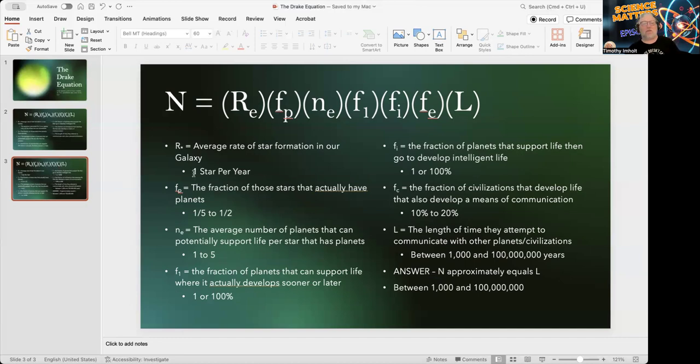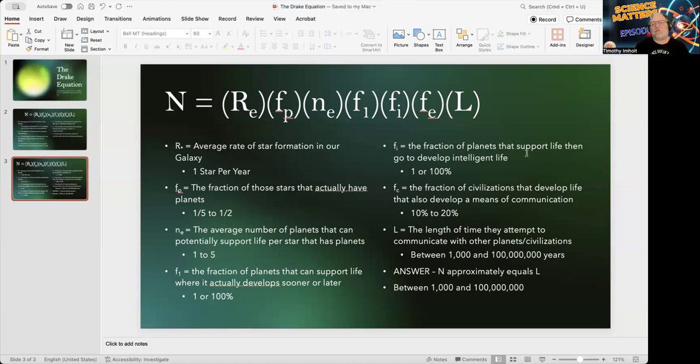You can do the numbers for yourself. He took one star per year. The fraction of those stars that actually have planets, he took 1/5 to 1/2. Probably good numbers. The average number of planets that could potentially support life per star, he put 1 to 5. The fraction of planets that could support life where it actually develops, he took 100%. He said, okay, let's assume all of them do.